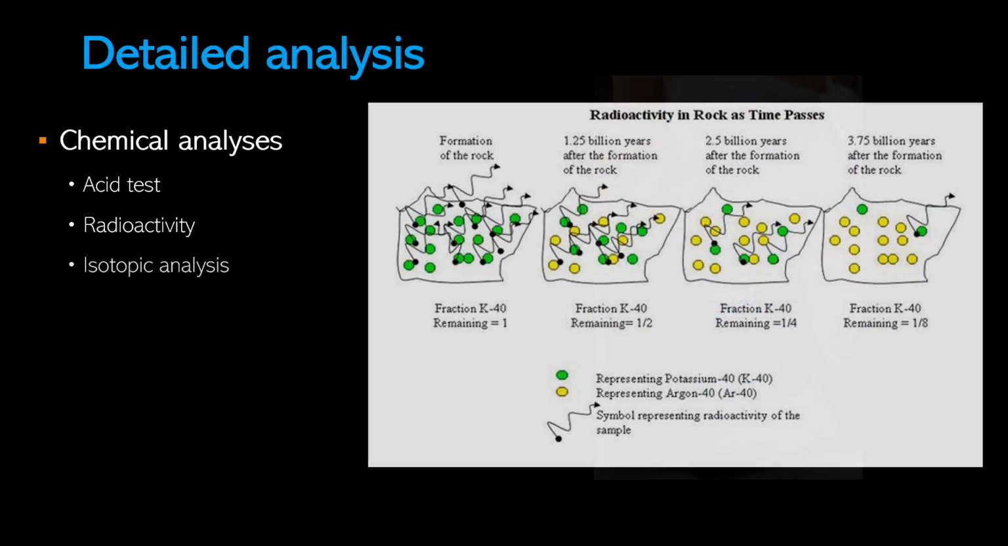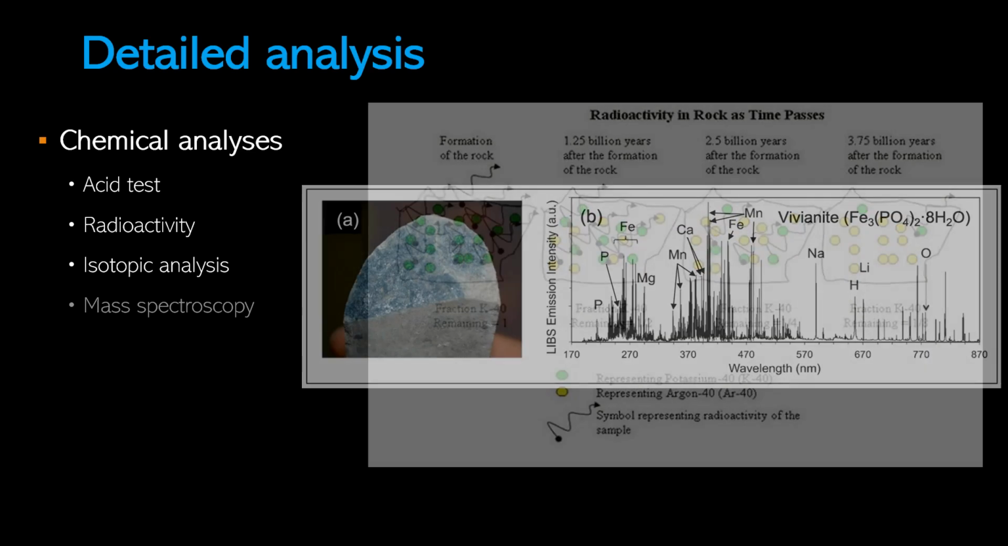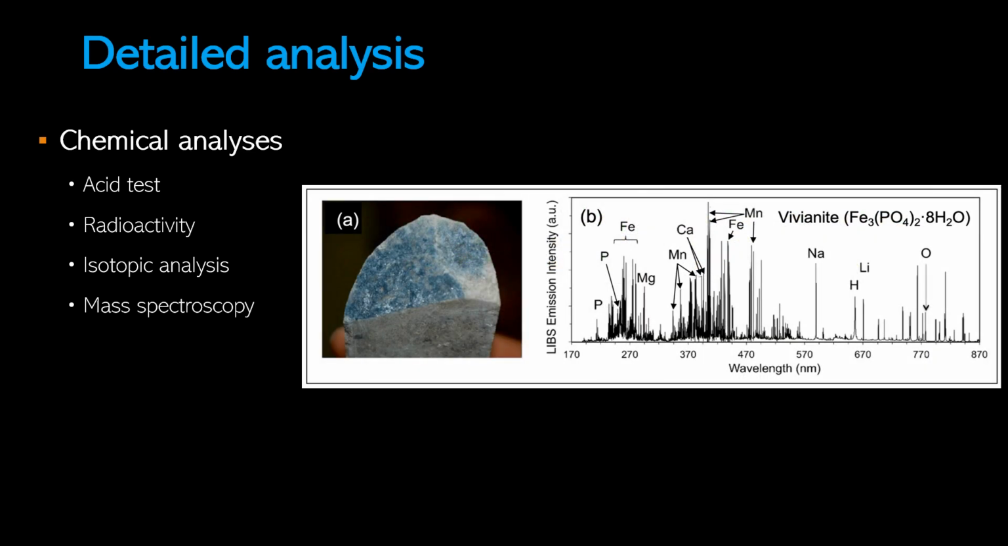Isotopic analysis. This may make it possible to date the rock using the relative ratio of different isotopes, for example, potassium K40 to argon Ar40. The potassium isotope takes 1.25 billion years for half its amount in a sample to decay to argon Ar40. Mass spectroscopy can determine the detailed chemical composition of the rock.